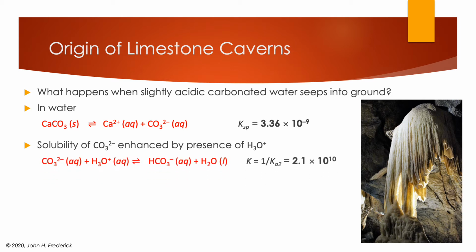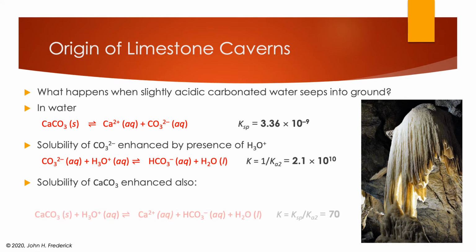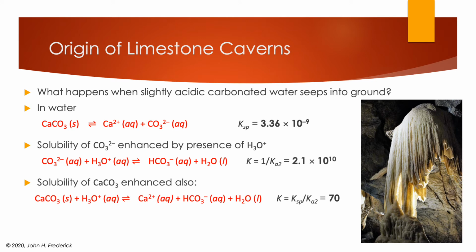So now consider what happens when we have carbonate and some hydronium ion. It's going to form bicarbonate ion in solution and water. And this has a very big equilibrium constant, so you can assume that this reaction essentially goes quantitatively to the right-hand side. It also means, though, that calcium carbonate has its solubility enhanced by acid as well. So this is one of those cases where we have an ionic compound whose solubility is actually increased when there's a little bit of acid in the solution. And this is what that equation looks like.